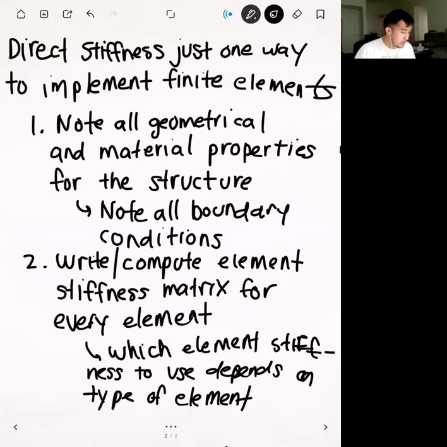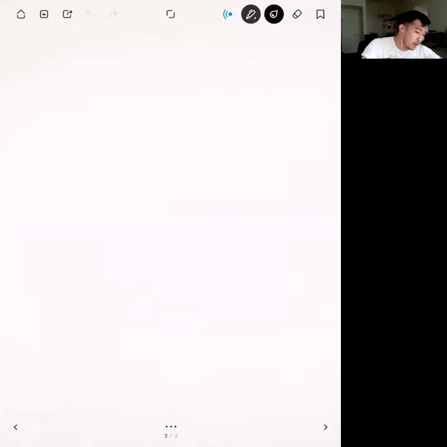Okay, so the second step is computing these element stiffness matrices. All this basically is just plugging and chugging into the matrix formulas that we had in the class. All right, so the next step is, once we have all the element stiffness matrices, we need to assemble them into the global system.